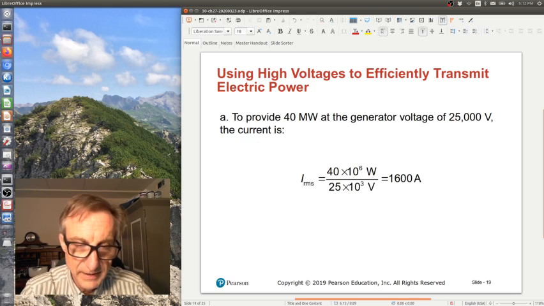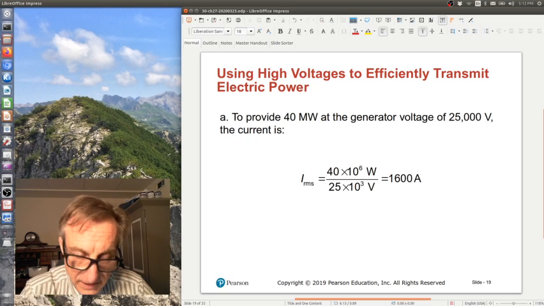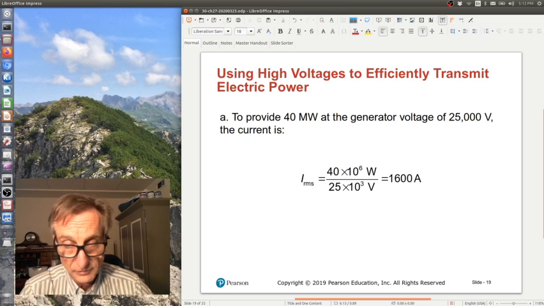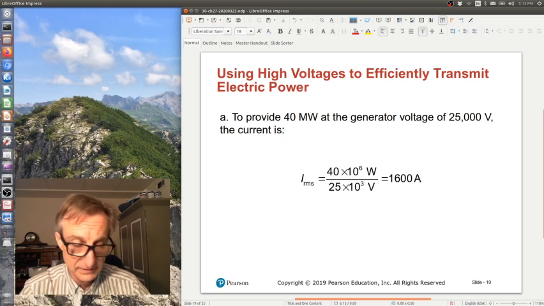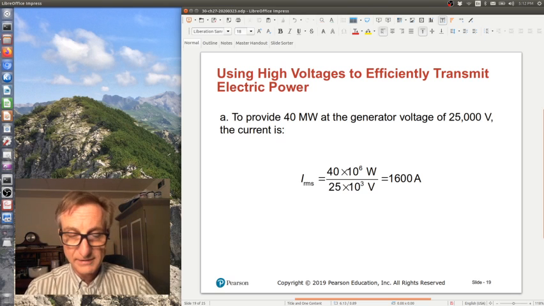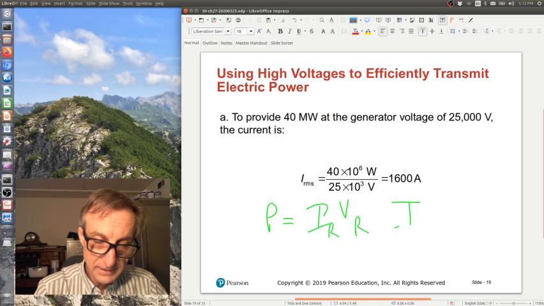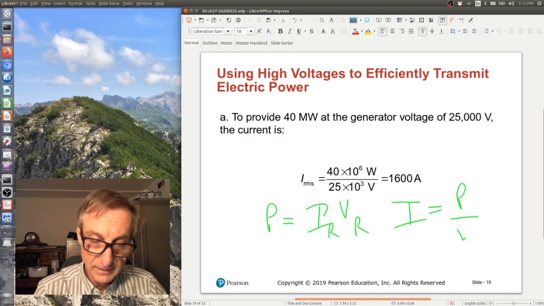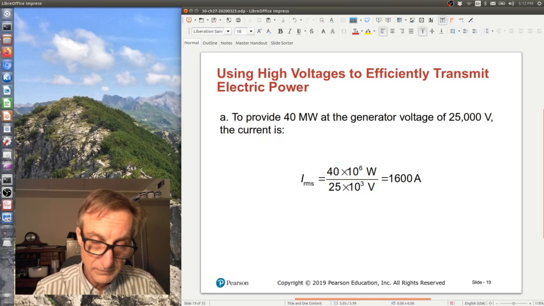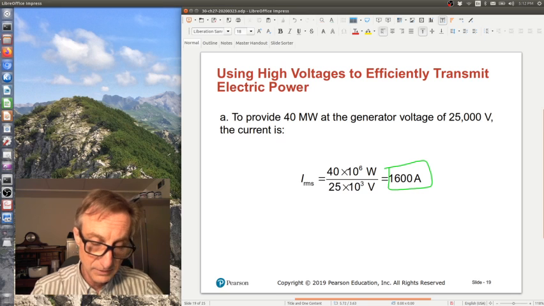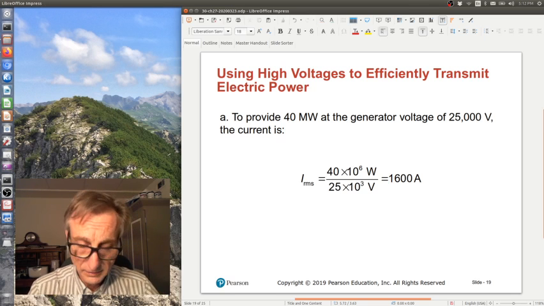So to provide 40 megawatts at the generator voltage of 25,000 volts, in other words, to transport that 25,000 volts across the countryside, I_RMS is going to be the power divided by the voltage. Remember that we learned that power is equal to I_RMS times V_RMS, and therefore I is going to be the power P divided by V, and that's what we see here. If we take those two numbers and divide them, we get 1600 amps. That's a lot of current.